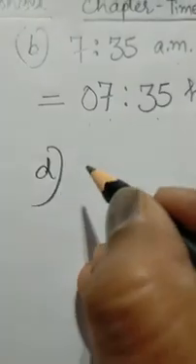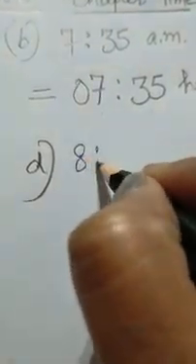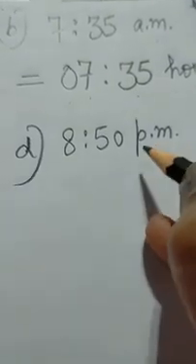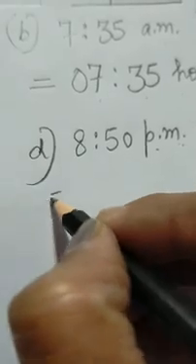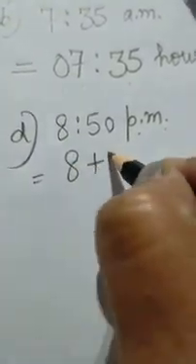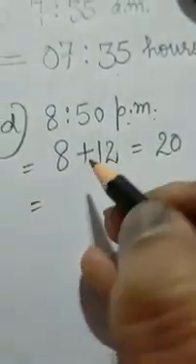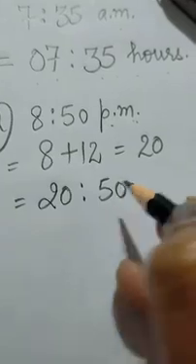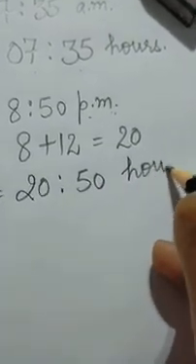And what is there in part D? In part D there is 8:50 pm. Now here is PM, so what will we do? We will add 12 to the hours. Hours are 8, we will add 12, then we will get 20. Now what will be the time according to the 24-hour clock? It will be 20 hours 50 minutes. And here we will write hours.